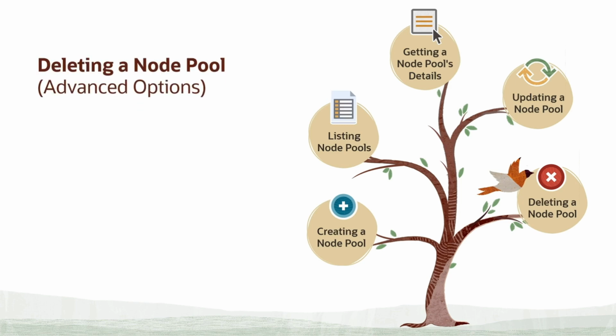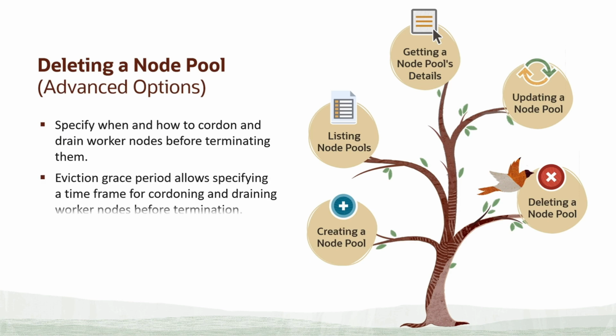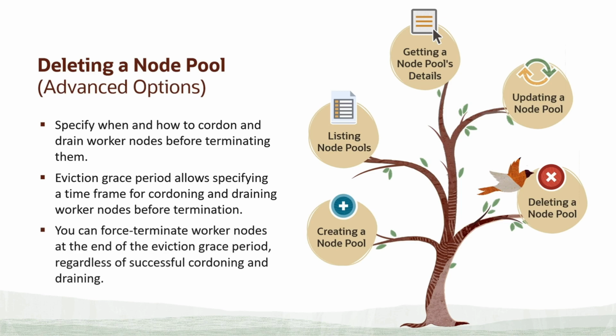Let's delve into advanced options for deletion. We introduce control by specifying when and how to cordon and drain worker nodes before termination. The eviction grace period allows setting a time frame for this process. Additionally, you can force terminate worker nodes at the end of the eviction grace period, ensuring effective management even in complex scenarios.